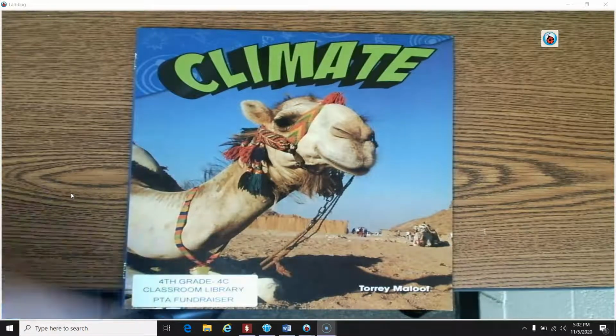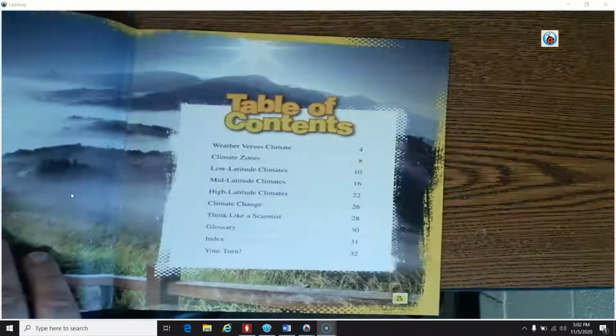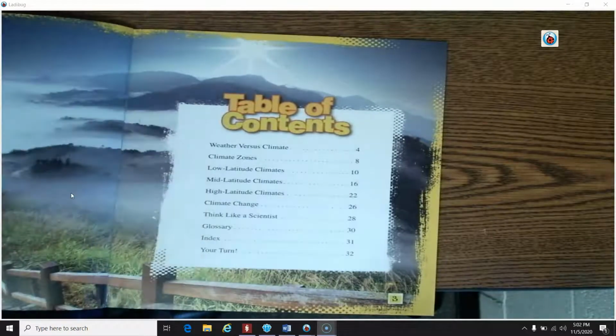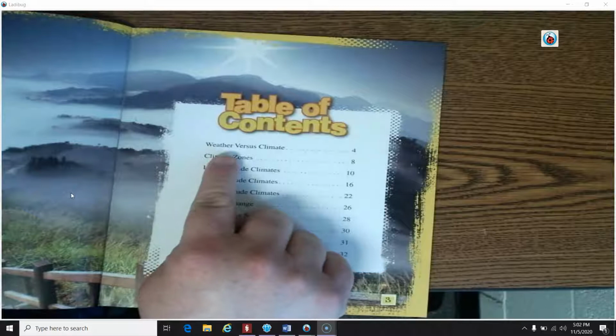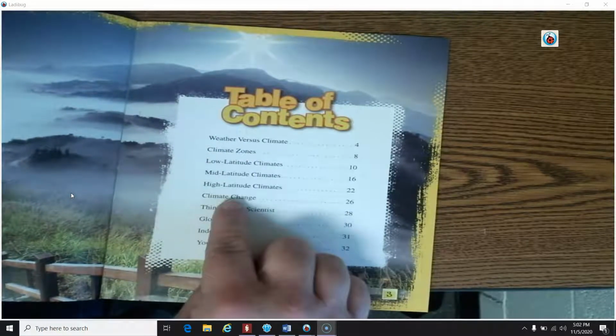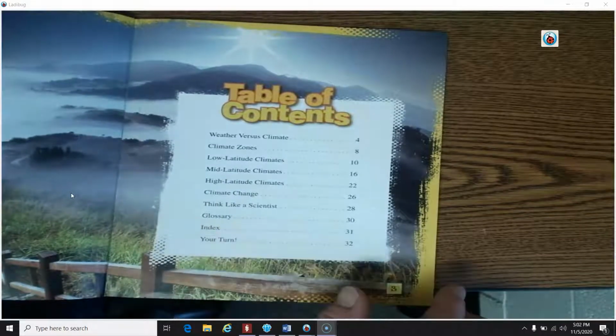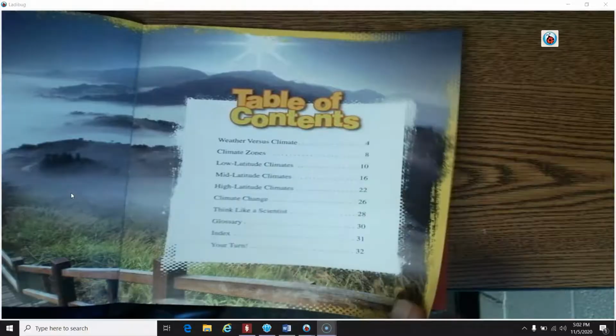So I'm going to read parts of this book to you. And if you notice, this is a great nonfiction text. We have a table of contents here. I'm going to read about weather versus climate and then climate zones. And then I'm just going to let you look at some pictures and give you a little bit of information about some different climates around the world.